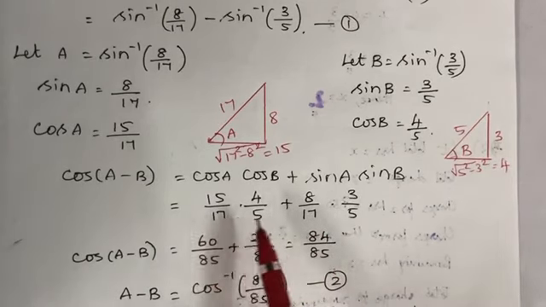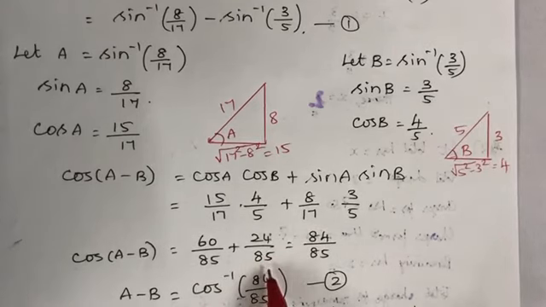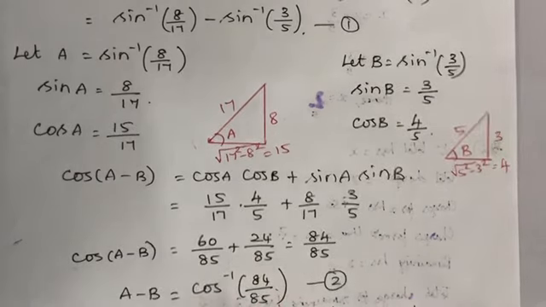While multiplying this, you get 60 by 85 plus 24 by 85. While adding this, the numerator will become 84 divided by 85. So, A minus B is equal to cos inverse of 84 by 85.